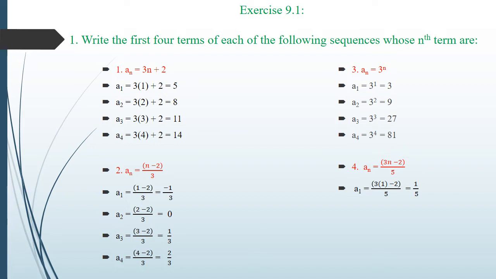3 into 1 is 3, minus 2 is 1 divided by 5. a2 is equal to 3 into 2 minus 2 divided by 5. 3 into 2 is 6. 6 minus 2 is 4 divided by 5.